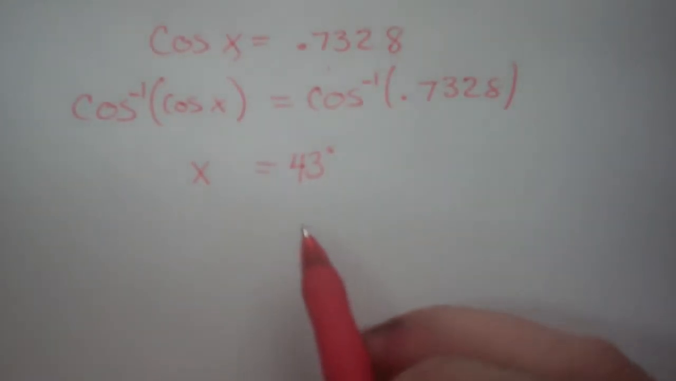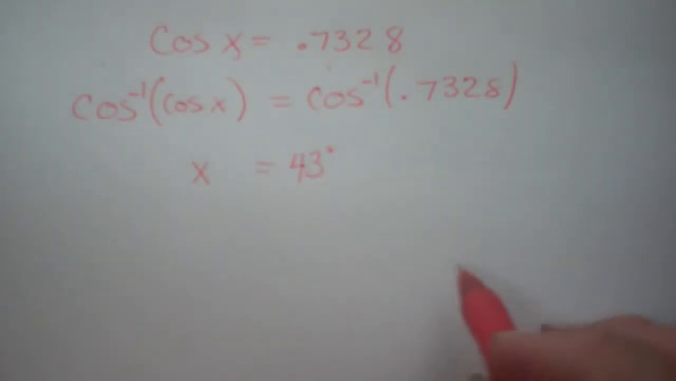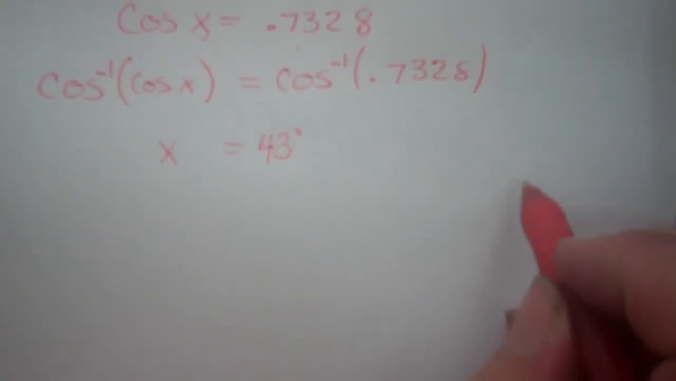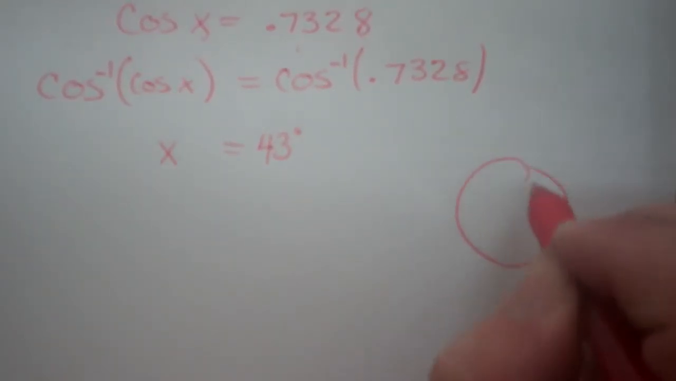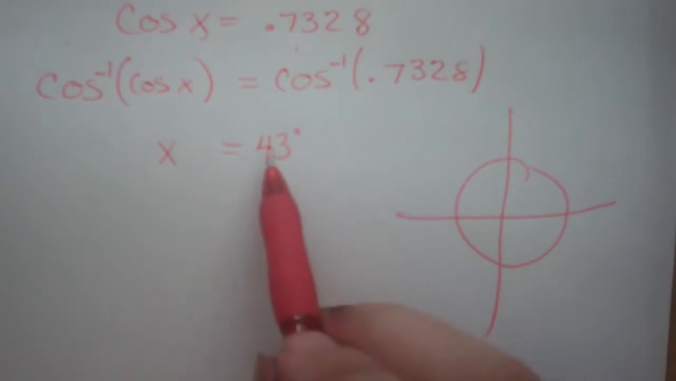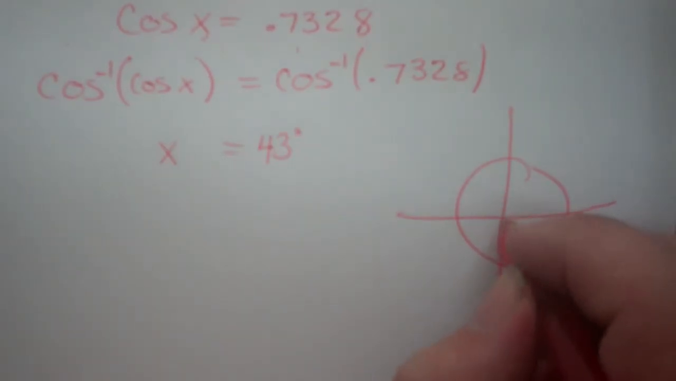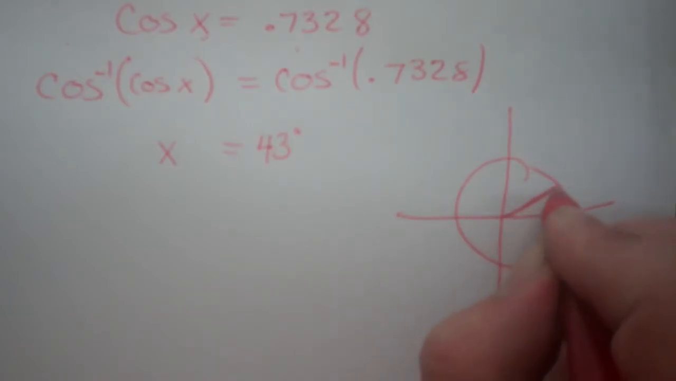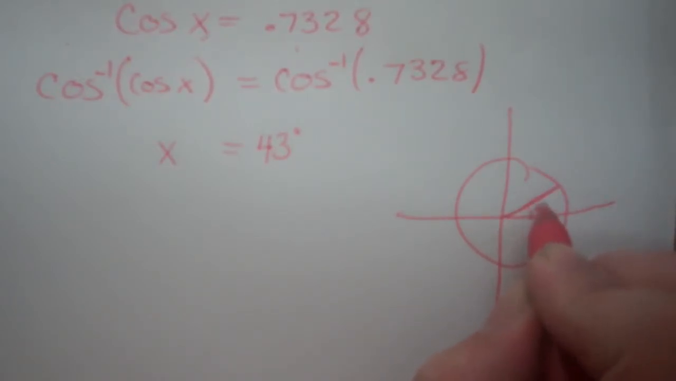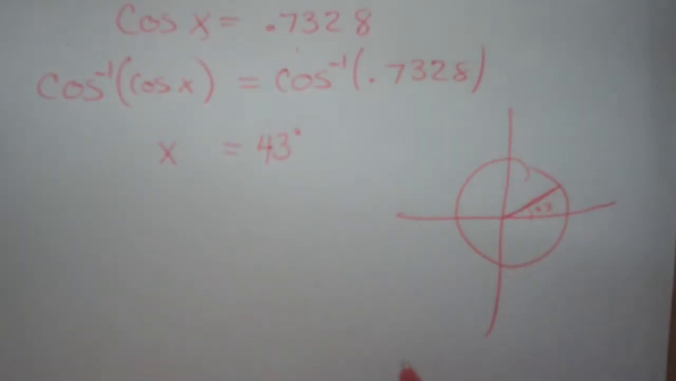angle that works. Once you have found one angle, you need to draw a picture to find the others. I'm going to make a unit circle right here, and I'm going to estimate where is this 43 degrees. You do not have to be super accurate, you just have to estimate and get it in the correct quadrant. I estimate that 43 degrees is right about there. So this is an angle of 43 degrees, puts me right there.